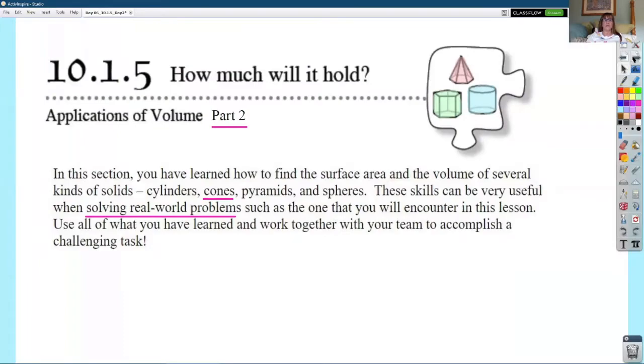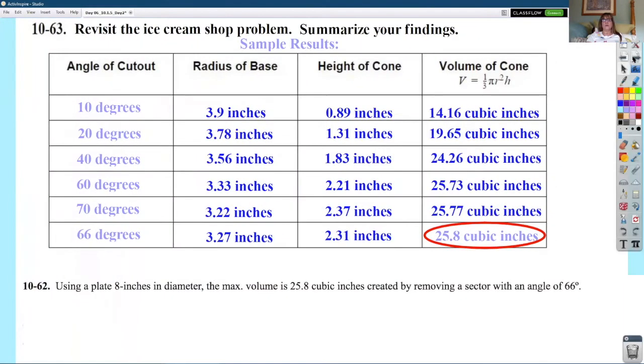So we're going to continue with applications of volume part 2, and we're still looking at this activity. This is the sample result. These numbers are actually taken from the spreadsheet that I showed you. This was using a plate 8 inches in diameter. The max volume is 25.8 cubic inches, created by removing a sector with an angle of 66 degrees.